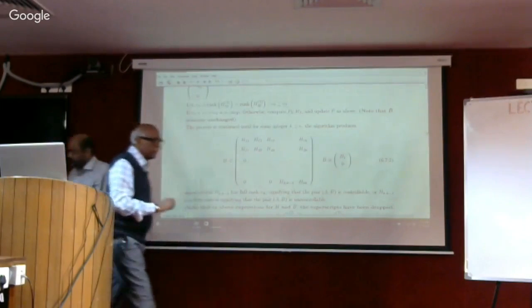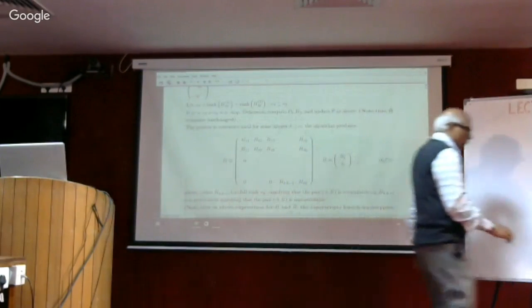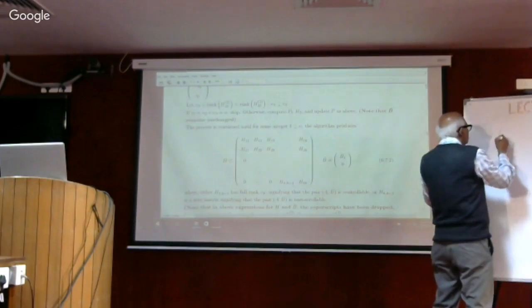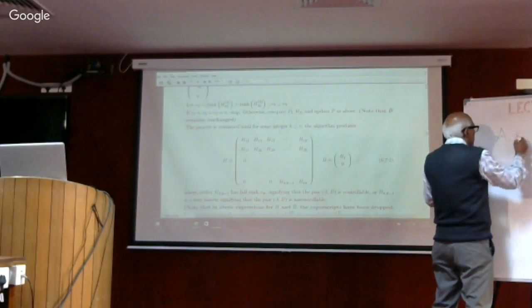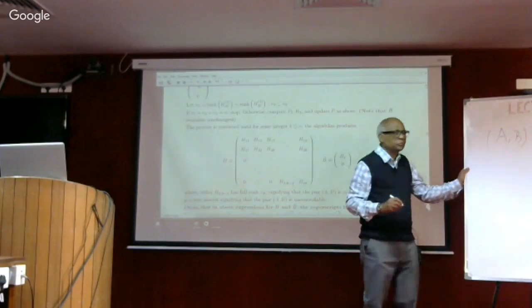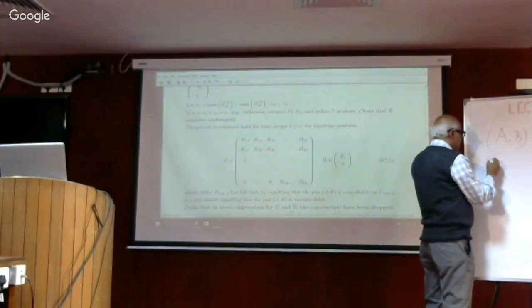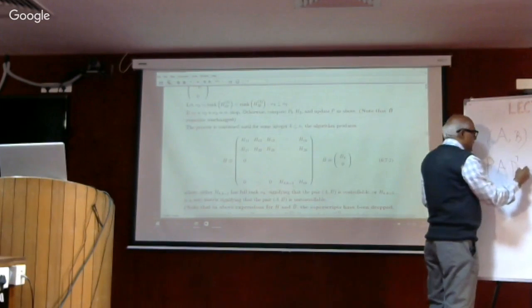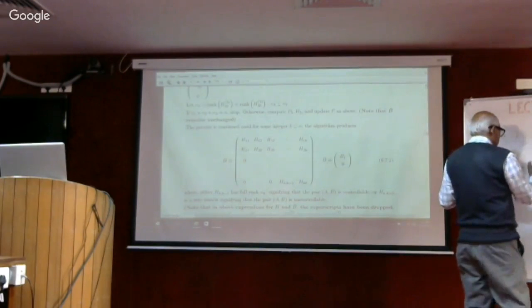So what I'm trying to say is the following. Given a pair of matrices A and B, there is an algorithm to construct an orthogonal matrix P such that PAP transpose is a block Hessenberg matrix.